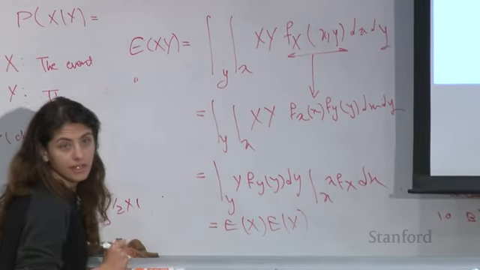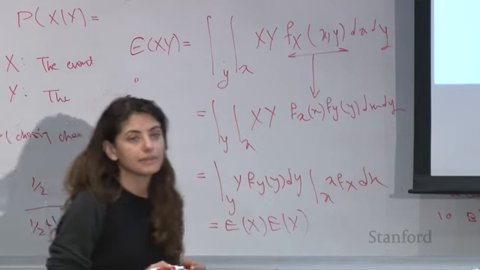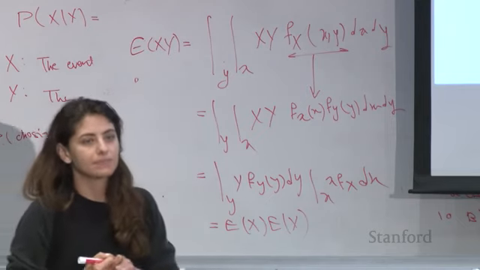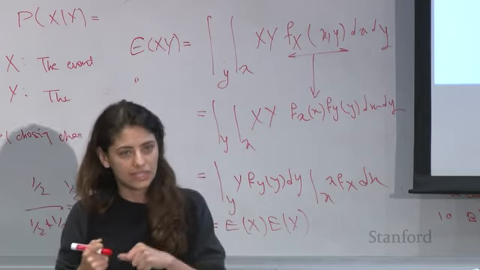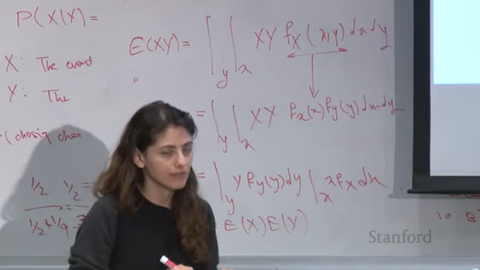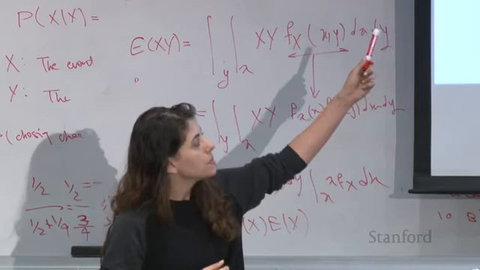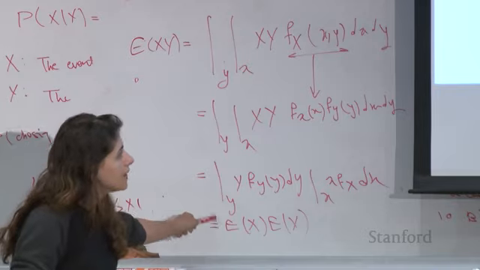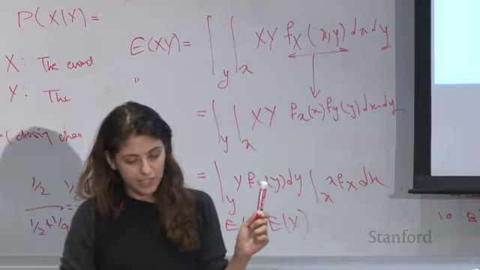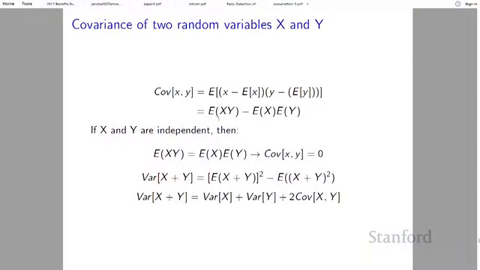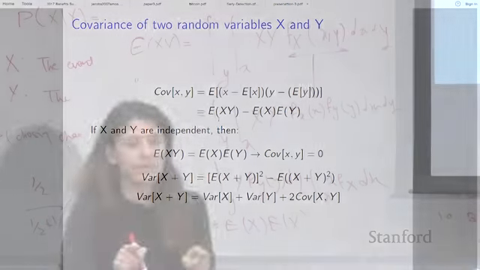of y, right? So if two random variables are independent, the expectation of XY equals the expectation of X times the expectation of Y, right? If you apply this to the first equation, it means that if two random variables are independent, the covariance of them is 0. But the other way is not true. It is possible that the covariance of two random variables is 0, but they are not independent.